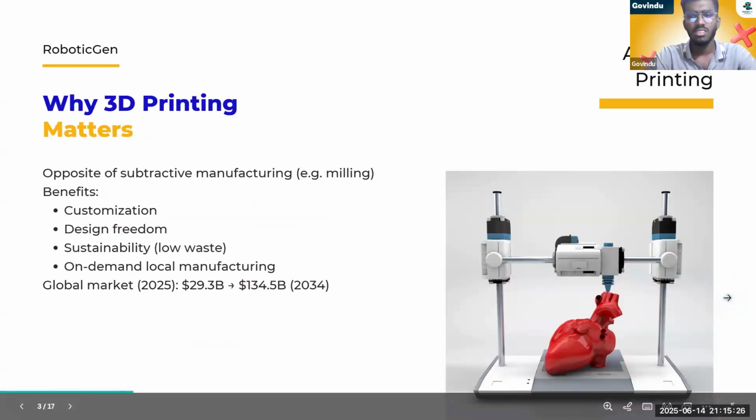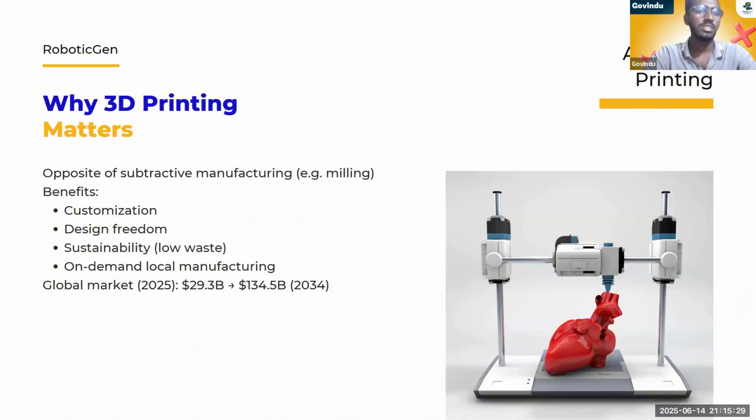So why does 3D printing matter? Again, the normal method is subtractive manufacturing, where we remove material, and here we are adding material. Basically, you can print anything you want, any shape. But in subtractive manufacturing there are many constraints when you are designing things. So that is the most important thing in 3D printing.